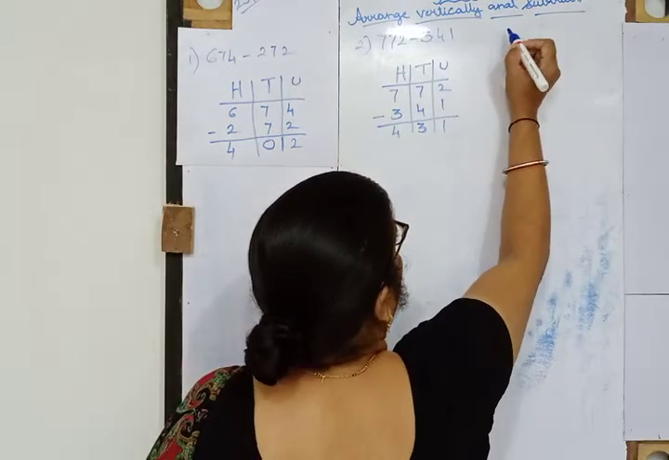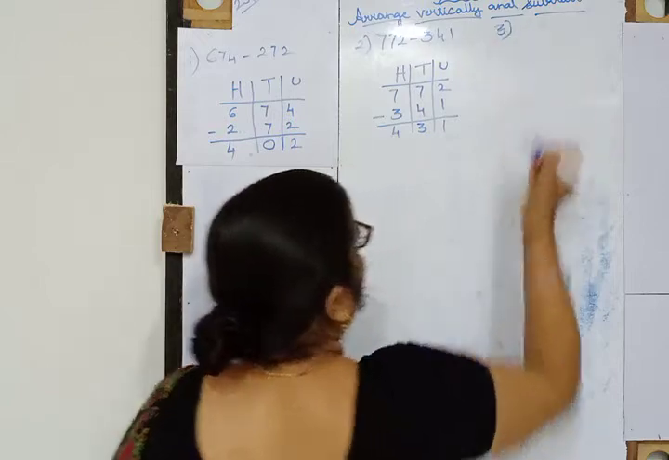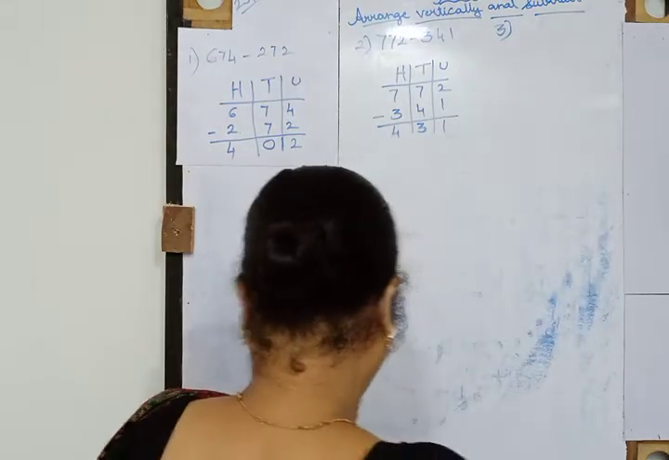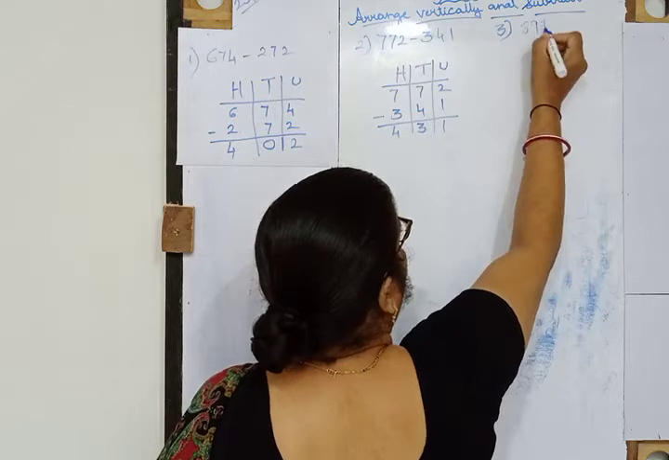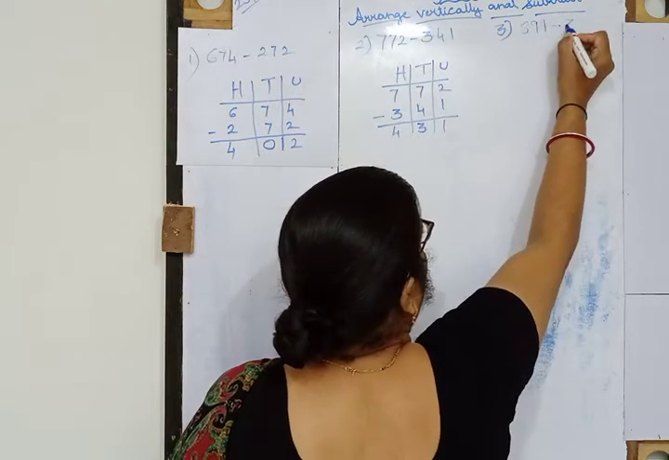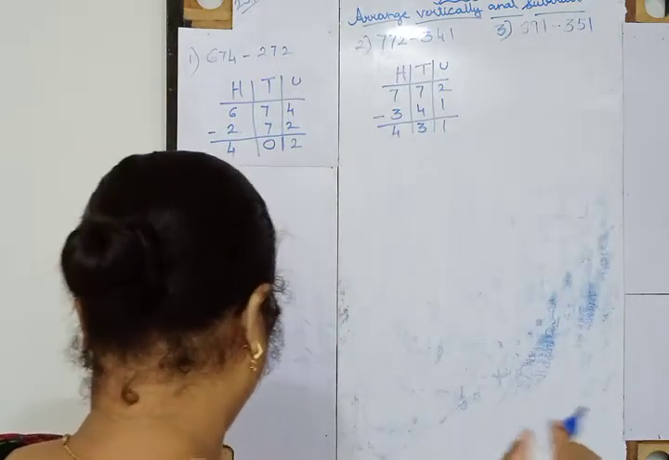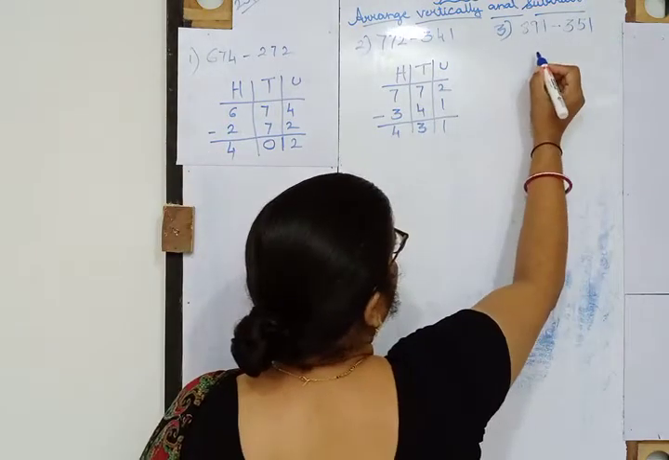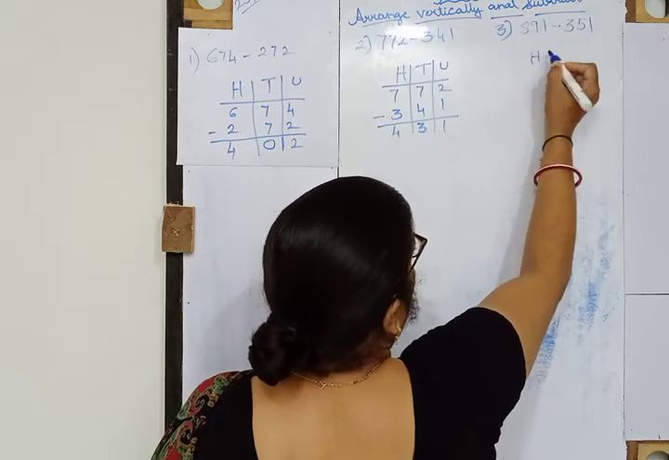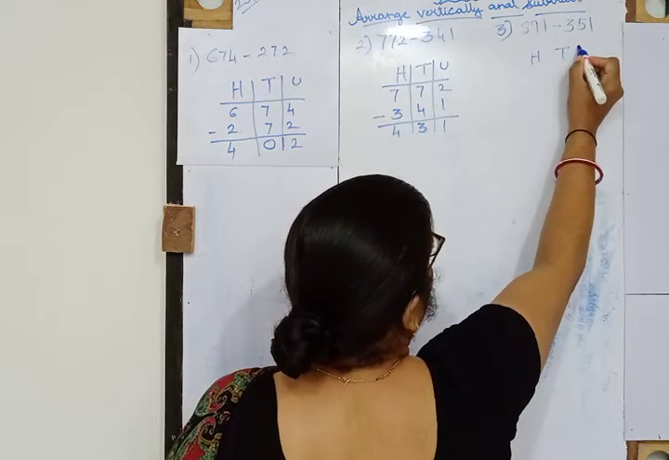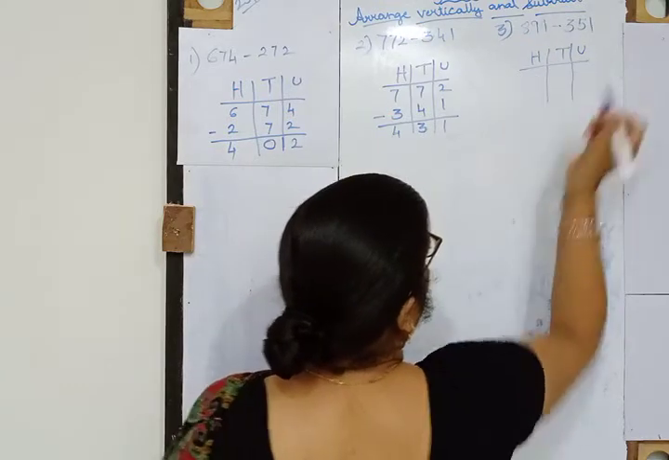Next example. 819 minus 351. So first we have to arrange in vertical columns. So we have to write here HTU, that is hundreds, tens, units.